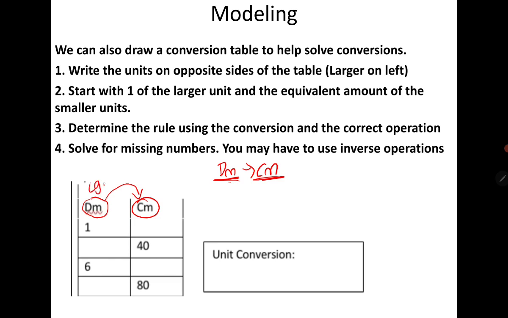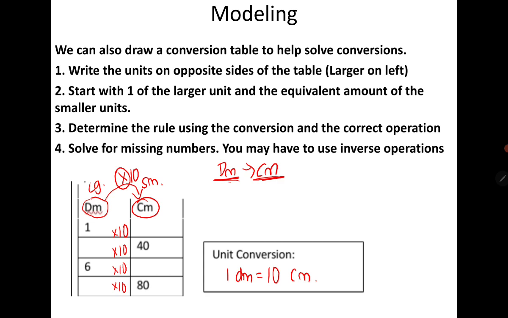So we're going larger to smaller, which means we're going to multiply. So the rule for the table should be multiply. And our conversion will tell us what we're going to be multiplying by. So we start with one of the larger unit and the equivalent amount of the smaller units. So we know that 1 decimeter is equal to 10 centimeters. So that means that the rule for the table should be times 10. So we're going to write that all the way down.